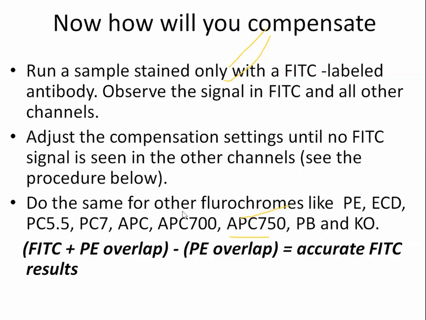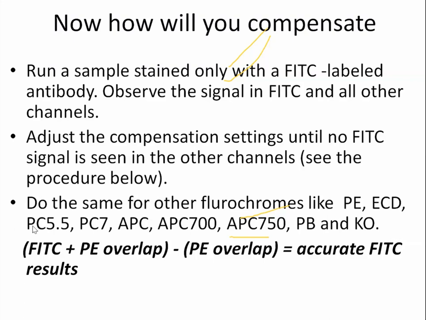So once you finish FCC, if you are using a 10-color instrument, the channels you have are FCC, PE, ECD, PC5.5, PC7, APC, APC 700, 750, PB, KO or NER. So you need to do it for all the 10 fluorochromes. Here it's FCC, right? So after finishing FCC and once you see there is no FCC signal in other channels except FCC, then you do PE. You take the cells, stain it with PE, run it. You should get signal only in PE. If you're getting signal in other channels, you need to compensate, make it 0 and make sure you're getting it only in PE, and then go for the third fluorochrome.